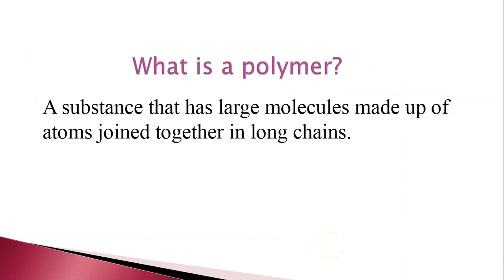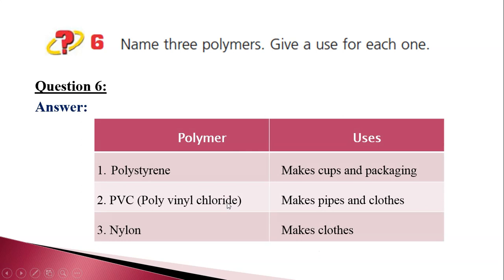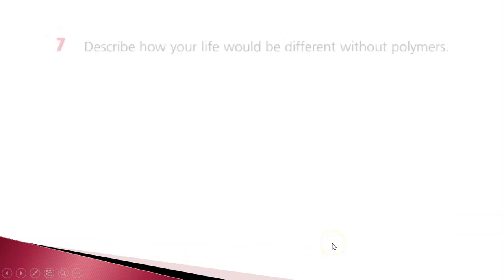I already discussed what a polymer is. It is a substance that has large molecules made of atoms joined together in long chains. Name 3 polymers and give a use for each one. We already discussed polystyrene. It is used for making cups and packaging. PVC, that is polyvinyl chloride, is used for making pipes and clothes. And nylon is used for making clothes.